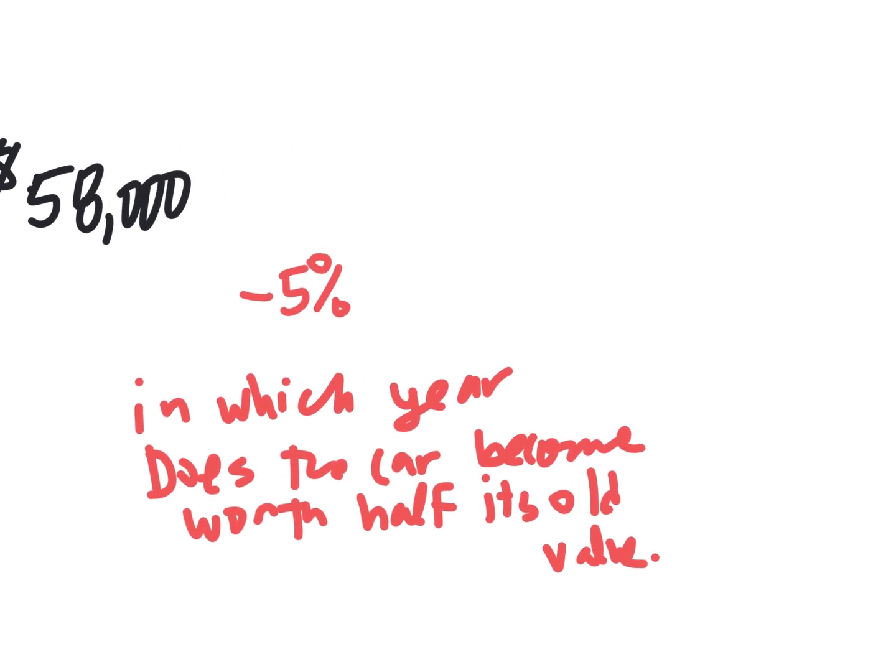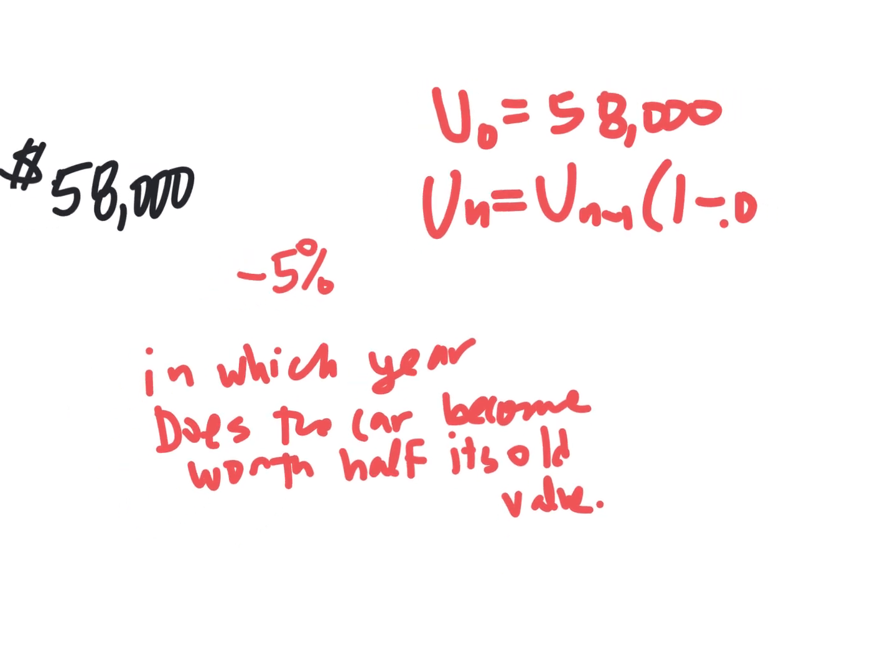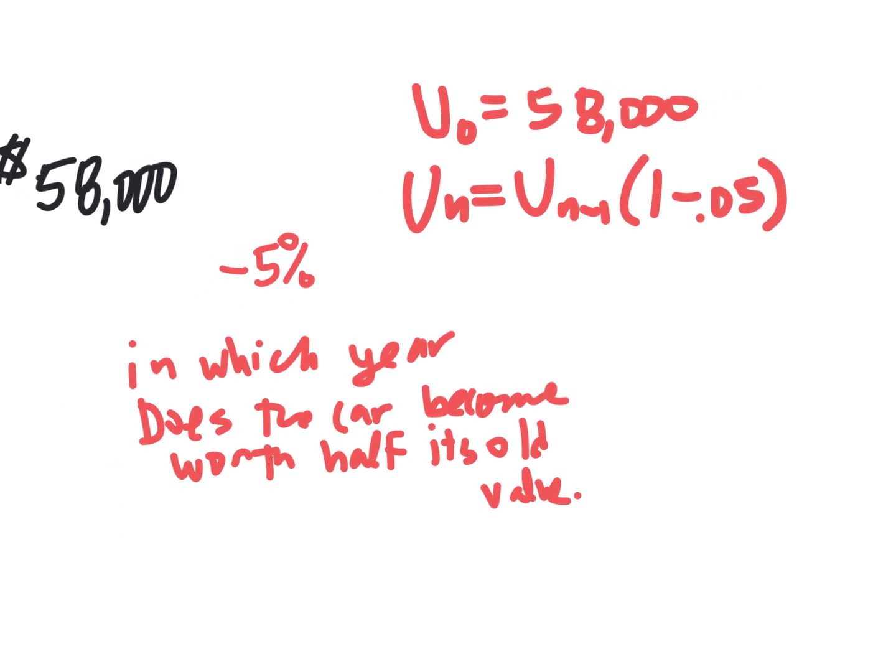All right, so if you didn't set it up right, obviously there's no way you'll get it right. Did you start with u sub 0? Good. Did you start with 58 for u sub 0? Okay, then did you say u sub n equals u sub n minus 1 times (1 minus 0.05)? That's what 5% decay looks like. You with me so far?